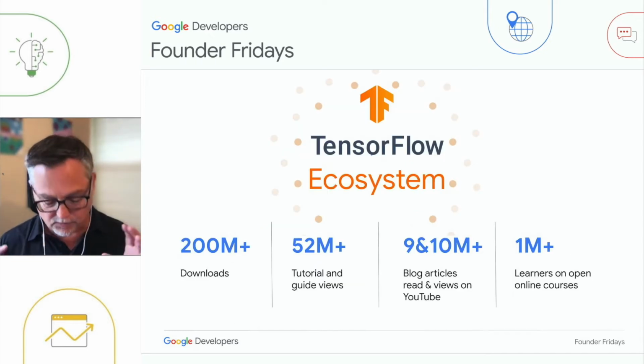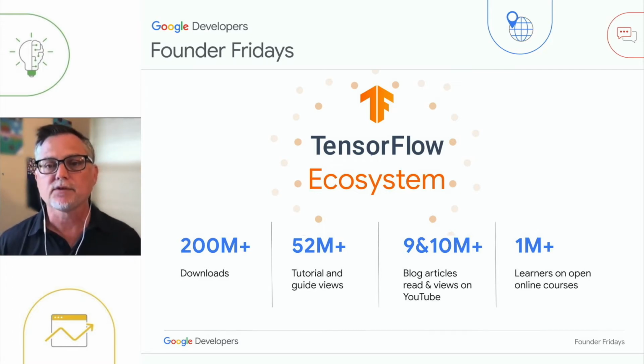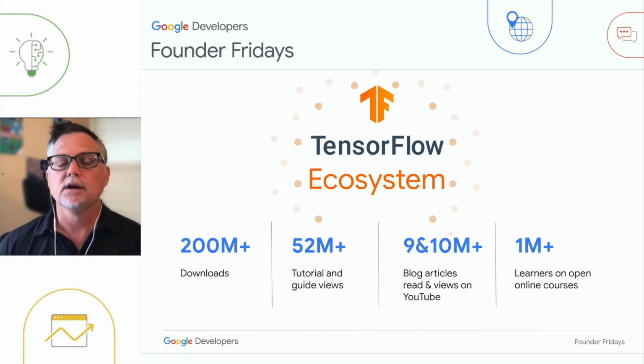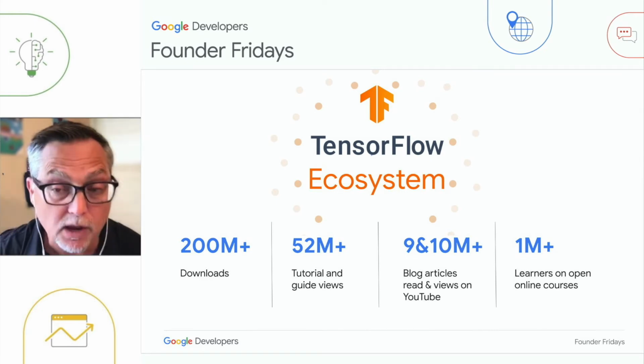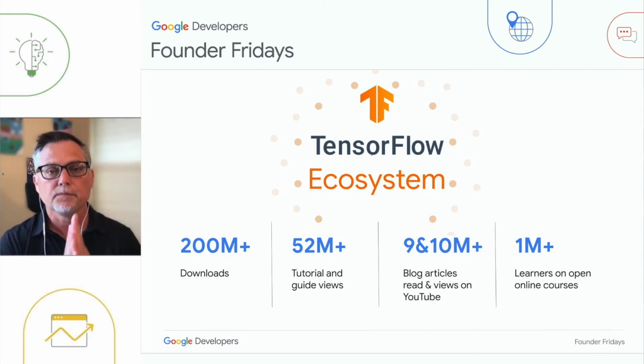So when you talk about AI as a differentiator, a core infrastructure, you have to start with, okay, what's the framework I'm going to use? TensorFlow is the Google set of libraries that we open sourced a few years ago, and it has created a huge ecosystem. 200 million downloads in the last 3+ years, 52 million plus tutorial and guide views, 9 million blog articles, and 10 million YouTube videos seen. And we just announced at Google I/O a couple of weeks ago that we have now over 1 million learners who've gone through Udacity or Coursera courses. So it's a huge ecosystem.